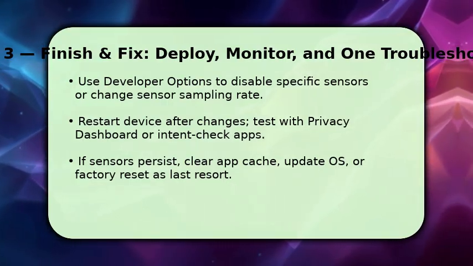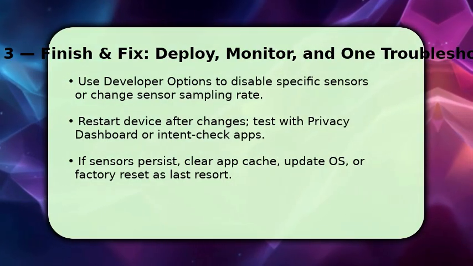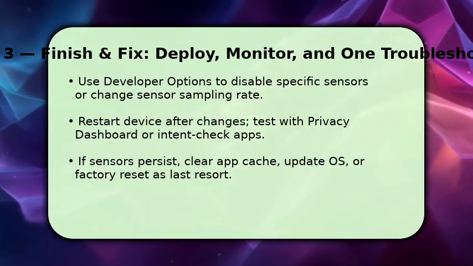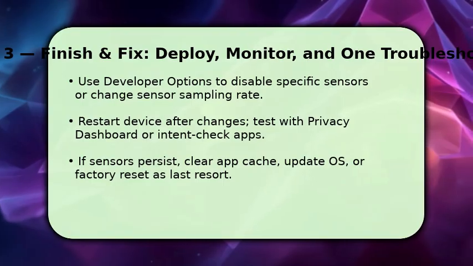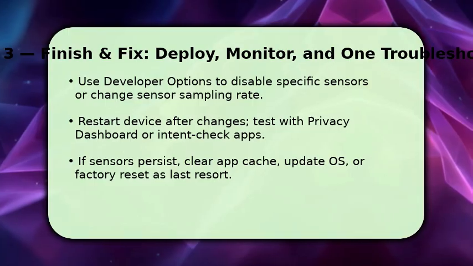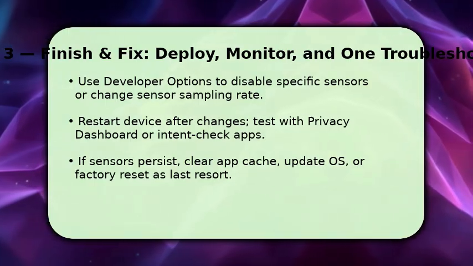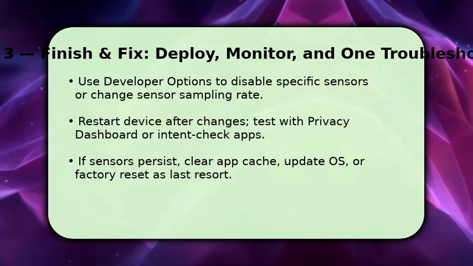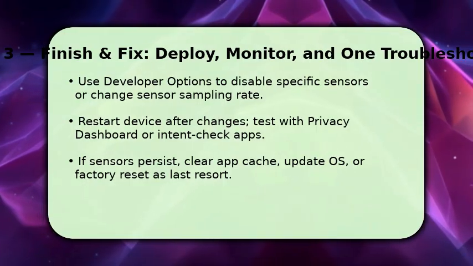Restart the device to ensure permission and toggle changes take effect, then test via the privacy dashboard or a sensor check app. If a sensor still reports activity, clear the offending app's cache, update the operating system, and only then consider a factory reset. If problems continue, make sure you didn't miss anything.